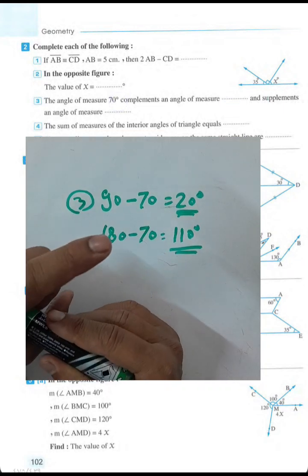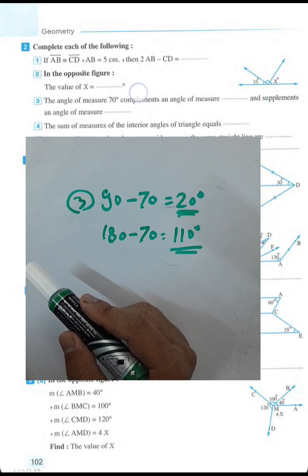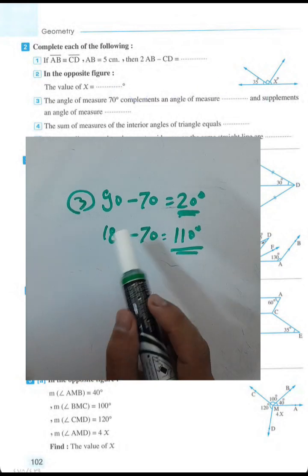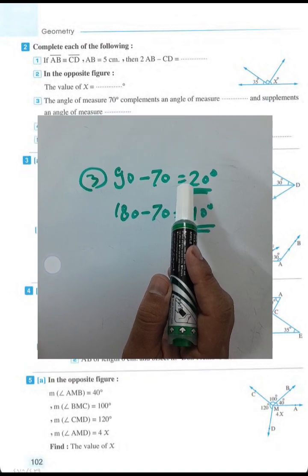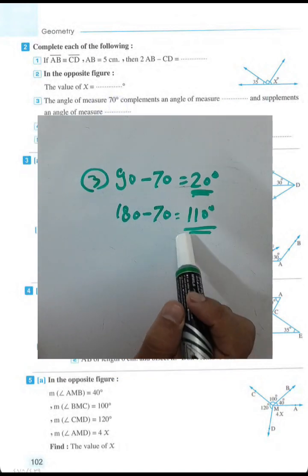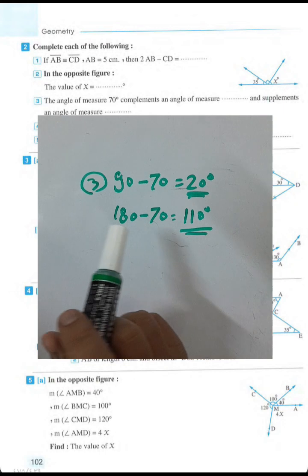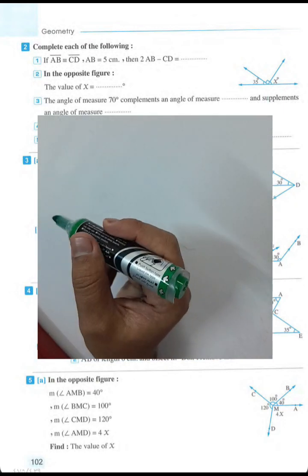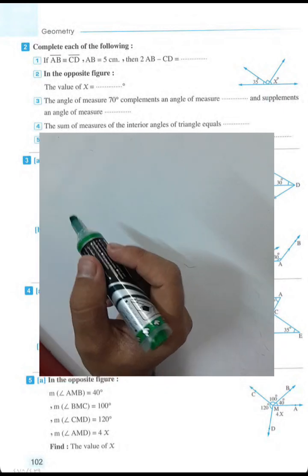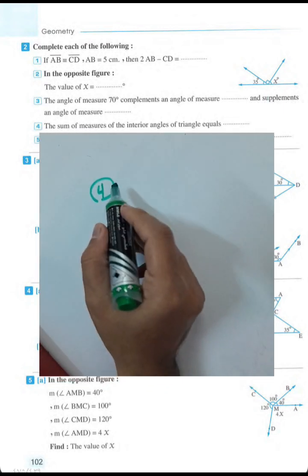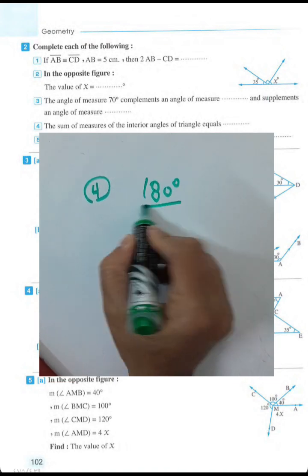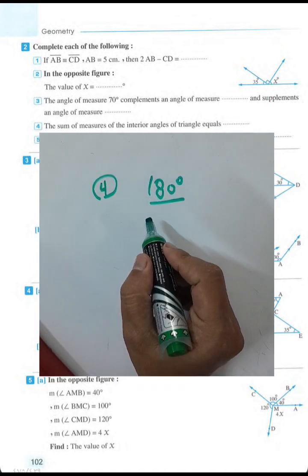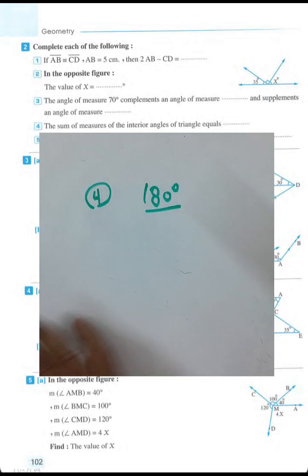Then question number 3, the angle of measure 70 degrees complements an angle of 20 degrees, right, here 20. And the supplement is an angle of 110 degrees. And then question number 4: the sum of the measures of the interior angles of a triangle equals 180 degrees.